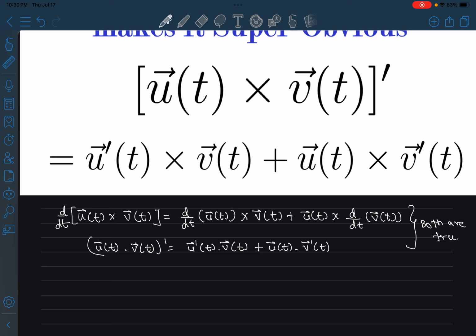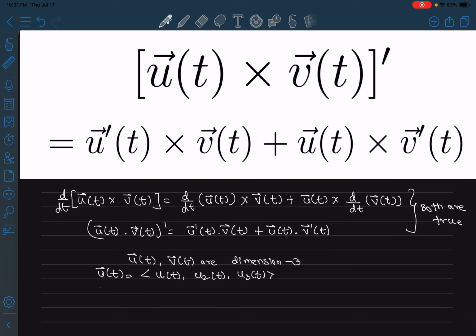Okay, so since cross product is defined on these vectors u and b, I will be assuming that u vector and b vector are of dimension 3. And so their components will basically be u1 of t, u2 of t, u3 of t. Now u1, u2, u3 are just scalar functions, and I guess you know how to differentiate them. That's pretty easy. And so this u vector prime will just be defined as the vector u1 prime of t, u2 prime of t, u3 prime of t. You just differentiate each component.